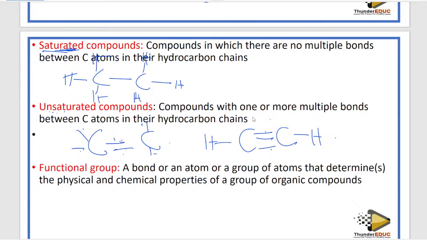So unsaturated compounds have one or more multiple bonds between carbon. That word must be there. Between. Don't say compounds which have two or more. Sorry, this one is not 1, it's supposed to be 2. Compounds with 2 or more multiple. No, the English is correct. Compound with 1 or more multiple bonds. Or compound with 2. Check.